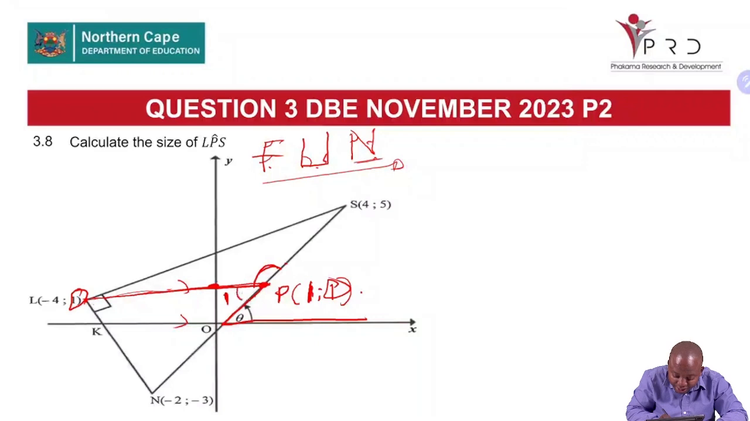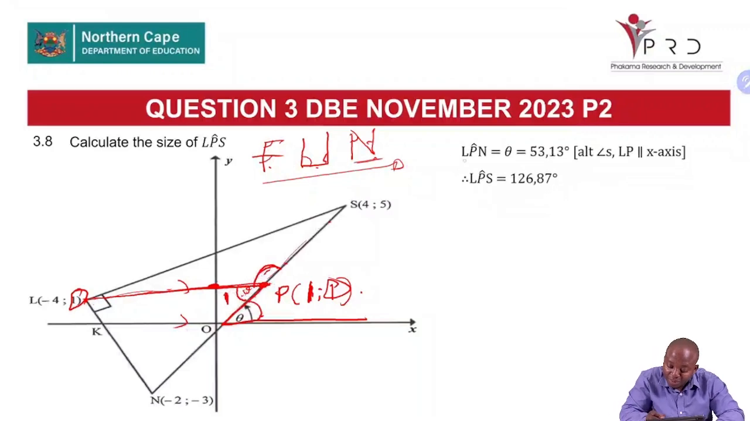When you check the following, you can see that there is a Z there. That means this angle and that angle are equal. They are alternating angles. So this angle there is theta, which is 53,13. Then when you have that angle, automatically we can see that this is a straight line, so these will be angles on a straight line. This was a very interesting question. Now this is what we're saying: LPN.